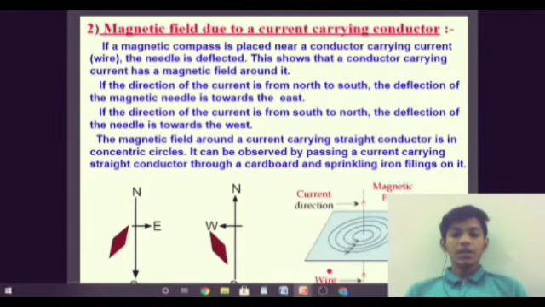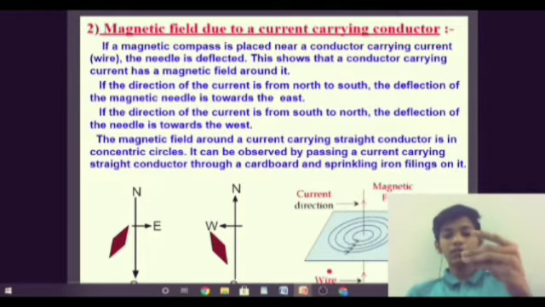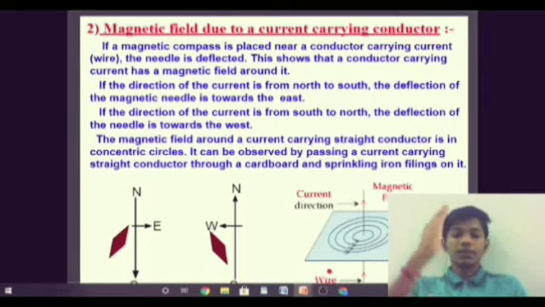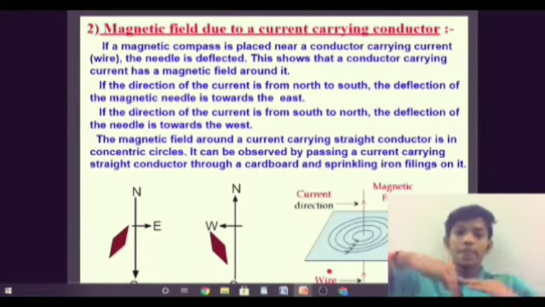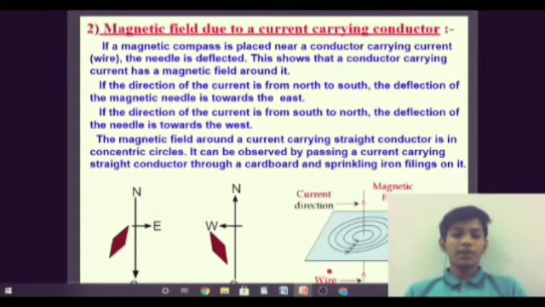If the direction of the current is from south to north, the deflection of the needle is towards the west. So as it starts from the downside, it's to the west, means it's like this. As you got it, we will read further.